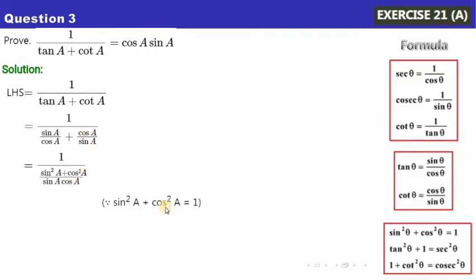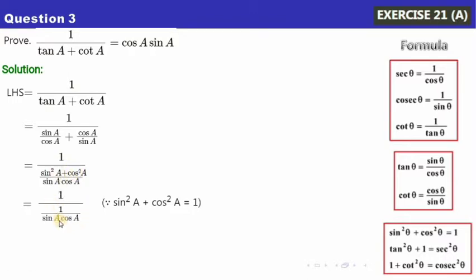Now this is a very important formula, as you can clearly see here, which says sine square A plus cos square A is equal to 1. In place of theta, you can have any other angle. You can write A, you can write B, you can write alpha, you can write beta, whatever you want to write. So in that case, sine square A plus cos square A is 1, and here also we have got sine square A plus cos square A, isn't it? So how much is this then? This is equal to 1.